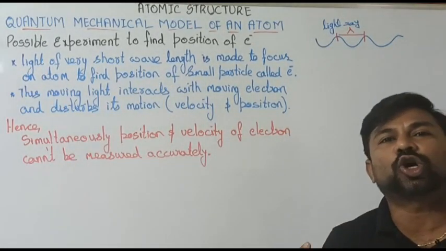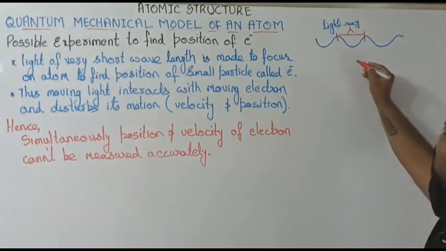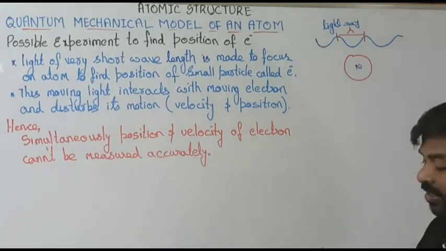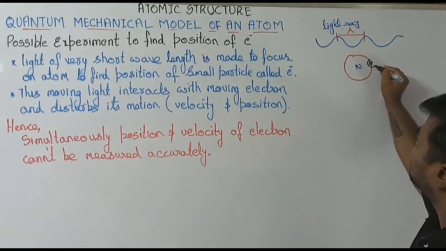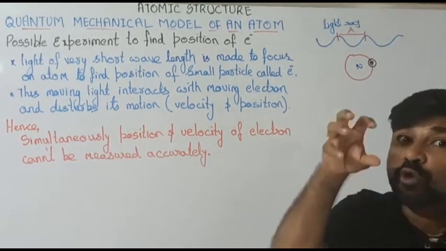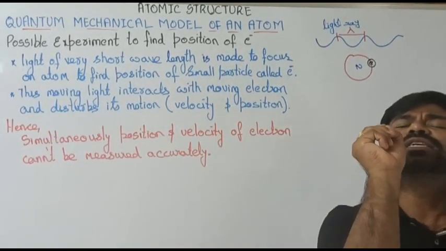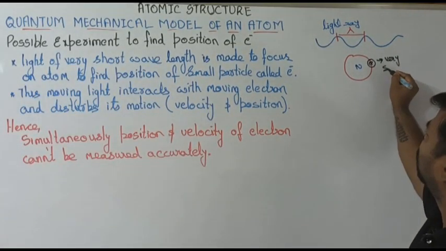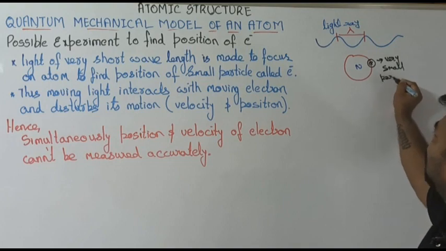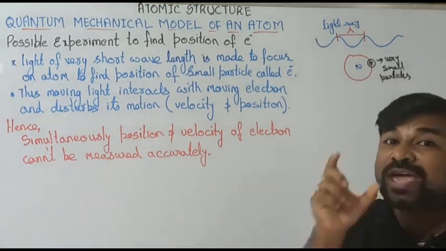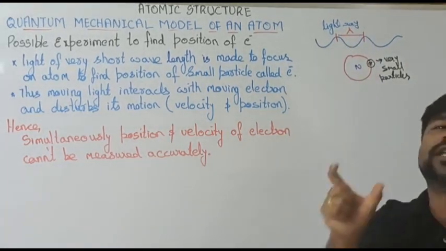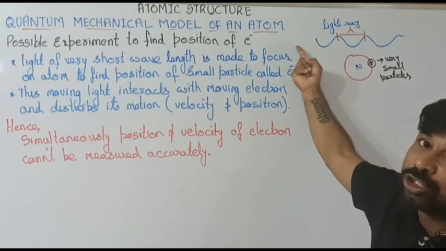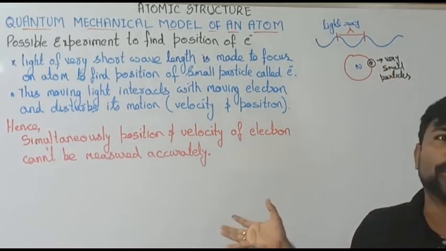Why did we take a very short wavelength? Because there is an atom, of course, in which we have a nucleus, and the electron which is around the nucleus, whose position we are supposed to find. It is a very small particle, right? As you all know that. As it is a very small particle, we have chosen a light of very small wavelength. Okay, now what is the experiment? We have chosen a light of very small wavelength, and we are talking about an atom.